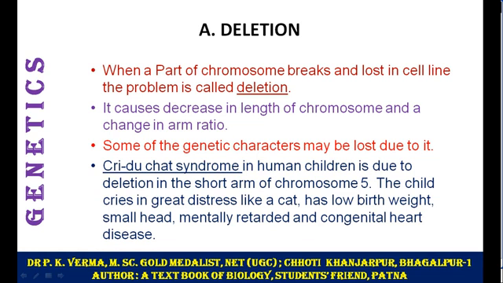Now, in human children, there is a common disease. Out of 10,000, one child can suffer from this disease. It is called Cri-du-chat syndrome. The human disease is due to deletion of the short arm of chromosome 5. The child cries in great distress like a kitten, has low birth weight, a small head, is mentally retarded, and has congenital heart disease. The chance of survival is only a few.